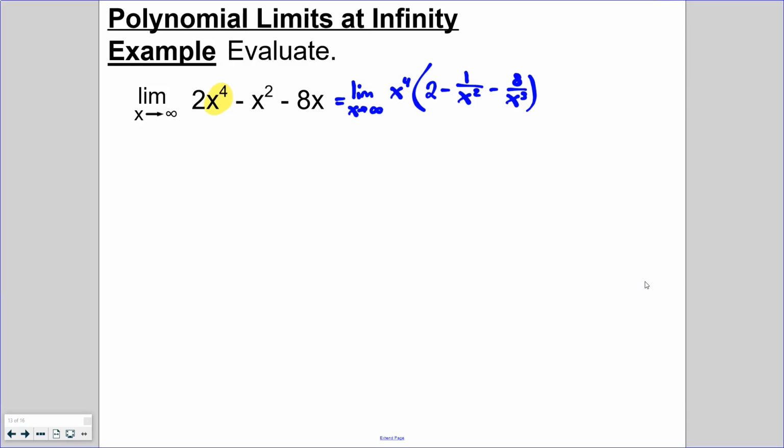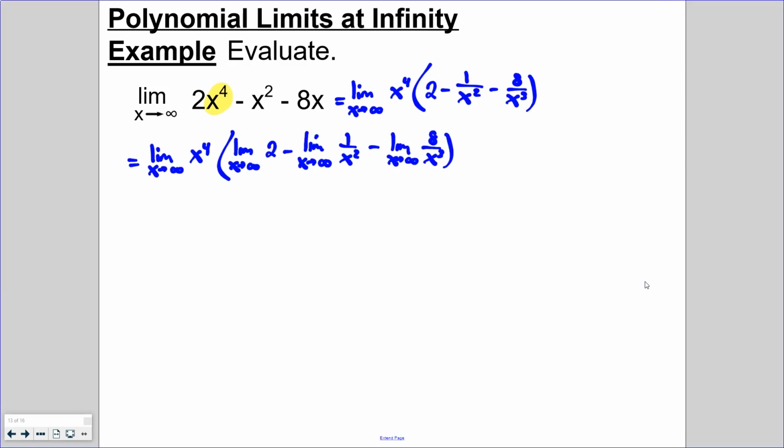Now I skipped some steps here just to make this go a little bit quicker. I did the factoring in my head. All right, then from here we can just distribute the limit to everything. So we're going to get the limit as x approaches infinity of x to the fourth times the limit as x approaches infinity of 2 minus the limit as x approaches infinity of 1 over x squared minus the limit as x approaches infinity of 8 over x cubed.